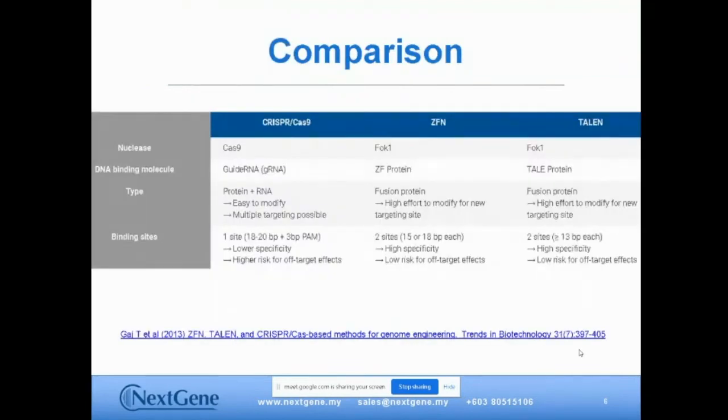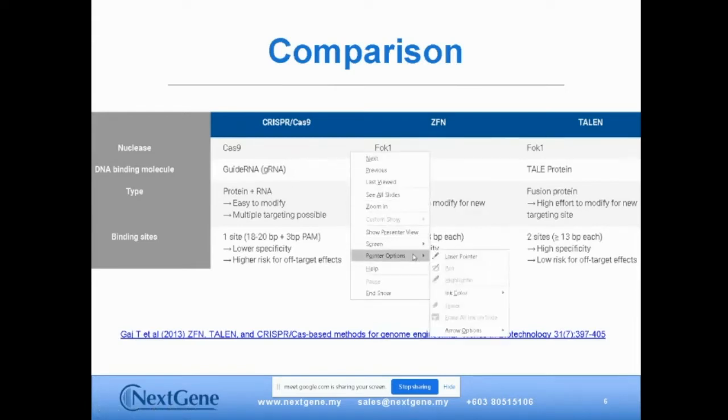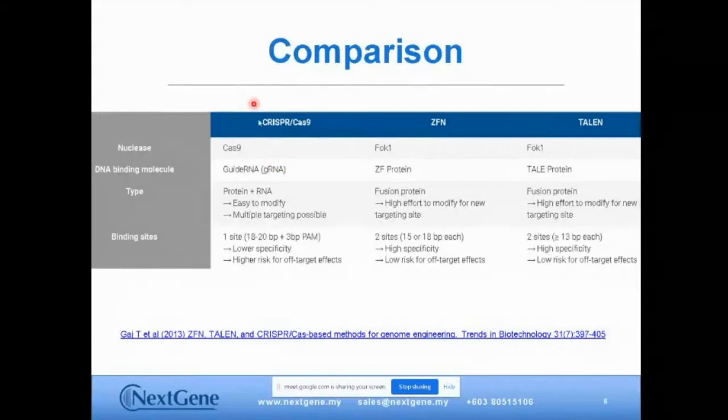Here, I would like to show a comparison among the three members of the genome editing tools. As you can see here, the DNA binding molecule of CRISPR technology is RNA. So let me open my pointer first. Okay, you can see that in CRISPR, we're using RNA as the DNA binding molecule, whereas for the other two techniques, we're using a protein.